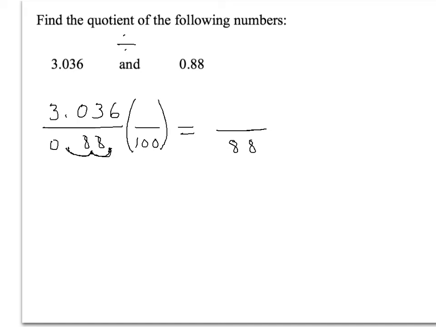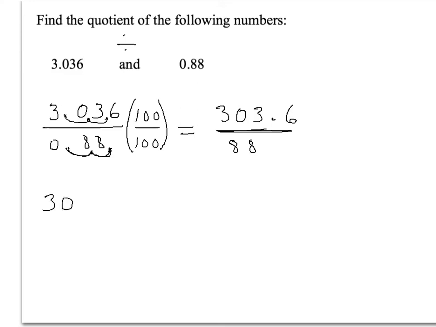When I multiply the top, I have to multiply it by 100 also, because it's the same thing as what I did down the bottom. Now when I multiply the top number by 100, it does exactly the same thing. It moves that decimal twice. Multiplied by 10, multiplied by 10 again, that's 100. So our top number is 303.6. So now it is 303.6 divided by 88.